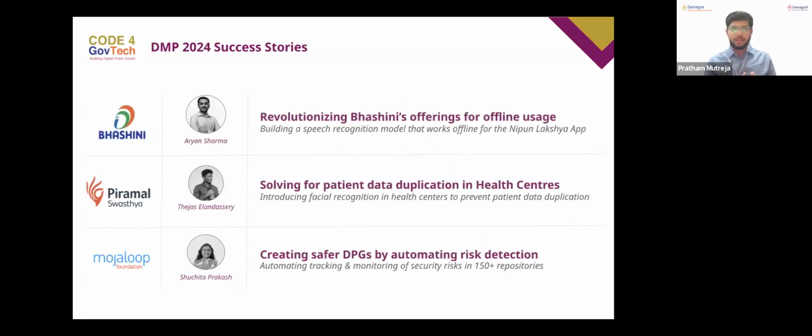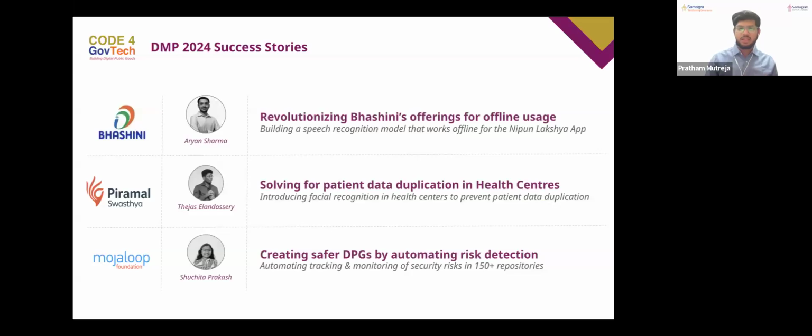For example, Aryan built a speech recognition model that works offline for Nipun Lakshya app. So what is Nipun Lakshya app? It is an application that focuses on the fundamental skills of school students. So he built a speech recognition using Bhashini, which is an Indian language translation system.